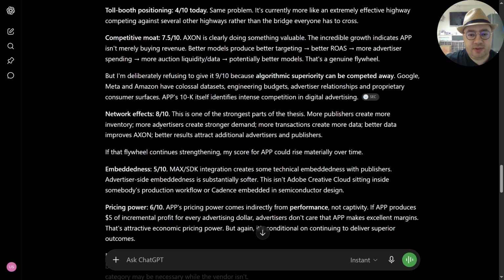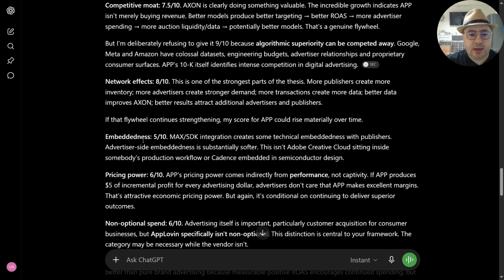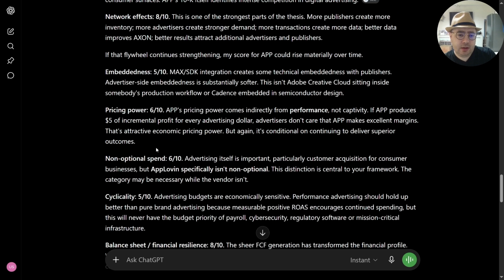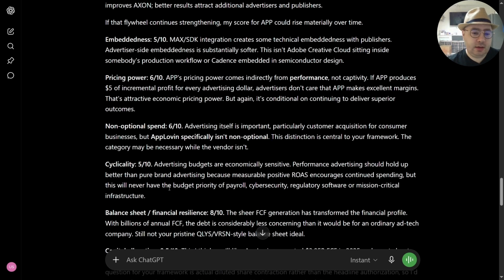Network effects, 8 out of 10. Makes a lot of sense because more transactions create more data. Better data improves the product, and that makes a lot of sense. Embeddedness, 5 out of 10. Some embeddedness with publishers. Okay, this is like Adobe Creative Cloud sitting inside, or Cadence. Pricing power, 6 out of 10. Non-optional spend, 6 out of 10. Cyclicality, 5 out of 10.